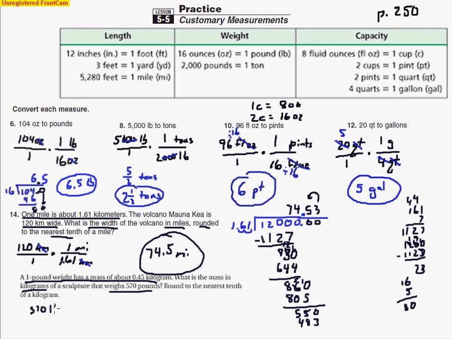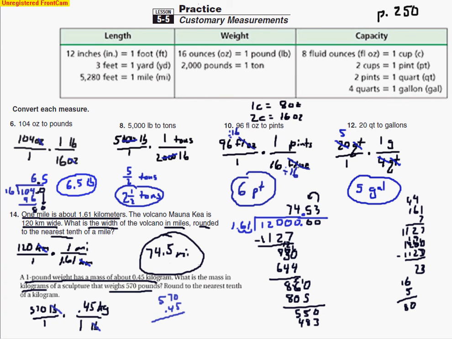570 pounds over 1 times by, and now we got the conversion factor. We want to cancel out pounds. So we put LB on the bottom for pounds, and we've got 1 pound is 0.45 kilograms. All right, we got a problem where we don't have to divide. First one. So here you see the pounds are going to cancel out, and we get a multiplication problem this time. So all we have to do is 570 times by 0.45.